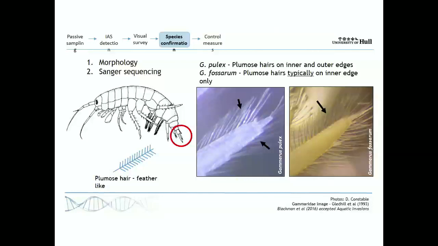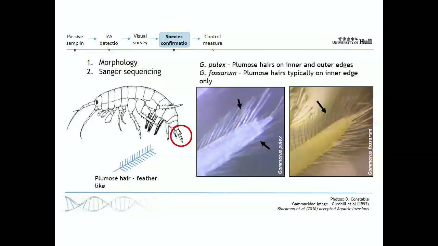So another key feature is the plumose hairs, and this one is quite tricky. Plumose hairs are feather-like hairs that you find on the endopod. In Gammarus pulex, they're both on the inside and the outside of the endopod, whereas in Gammarus fusarum, they're just on the inside of the endopod. And a bit of tinfoil scrunched up underneath your specimen helps with that ID, in case you need any help.